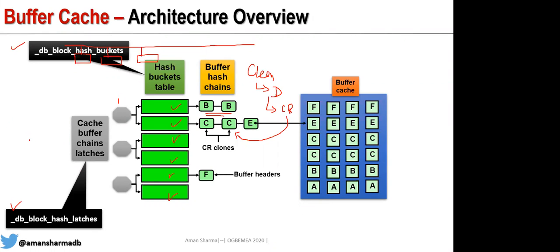But if we do actually see the CBC latch coming too much into contention in our system, in our AWR or something, that means there's a lot of requests coming from people to access the buffers from the buffer cache. And that does mean that we have buffers which are very hot, and we are requesting them again and again. So that can be one of the things we can look into to tune the buffer cache. We'll talk about that at the end of the session.